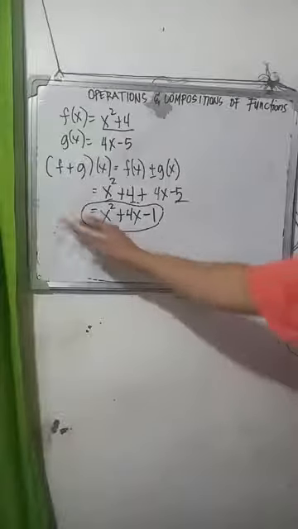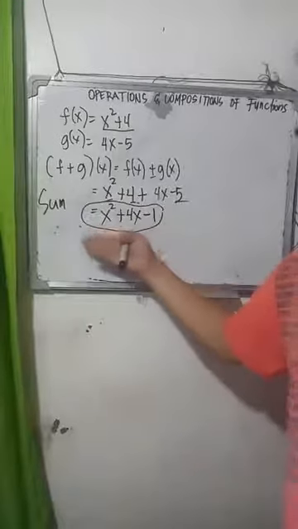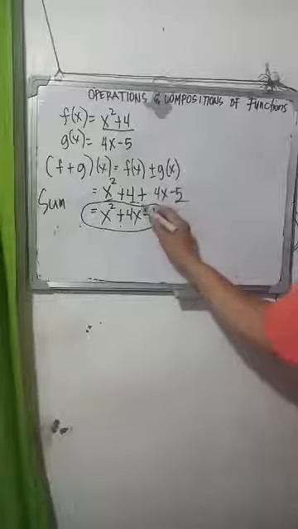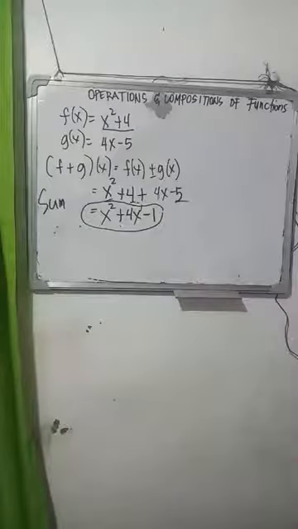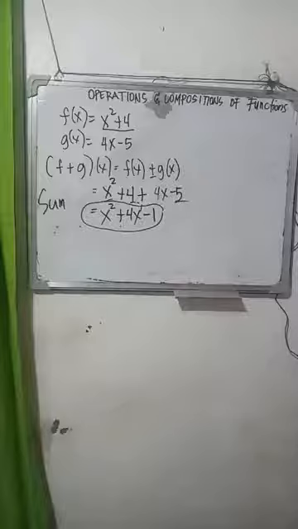Ito yung sum natin. I-arrange natin yung equation natin: una yung malaking exponent, sunod ito is 1 ang exponent, so dapat naka-arrange na yung given or yung equation natin. Next, that is the value of the sum of functions.